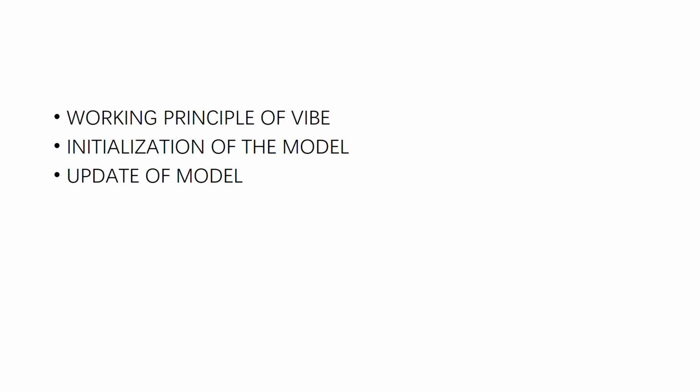In the ViBe model, the background model stores a sample set for each background point and then compares each new pixel value with the sample set to determine whether it belongs to the background point. It can be seen that if a new observation belongs to the background, it should be close to the sampled values in the sample set. So this is the principle of ViBe. And then is the initialization of the model.